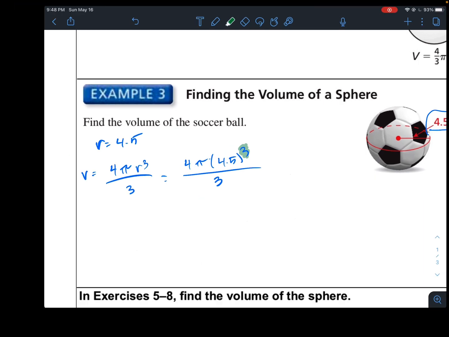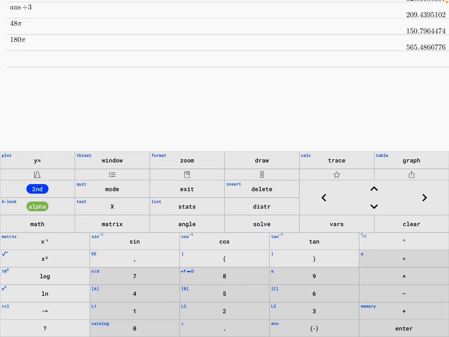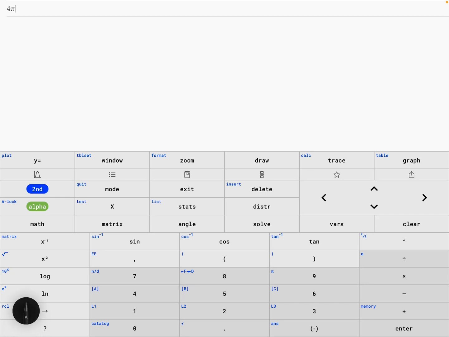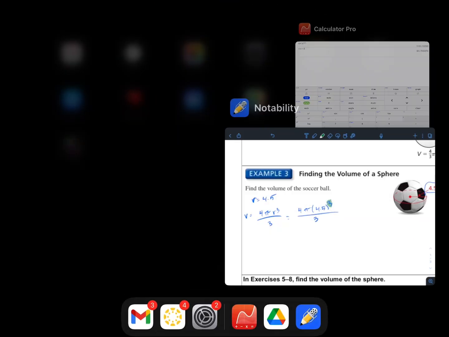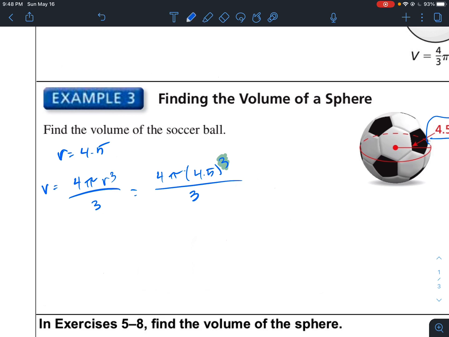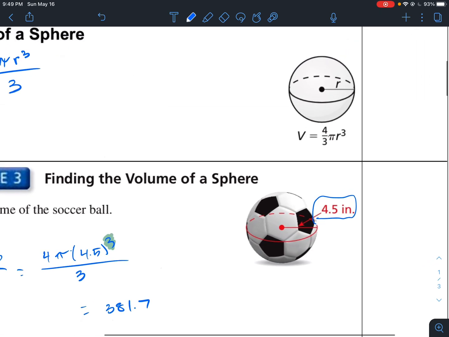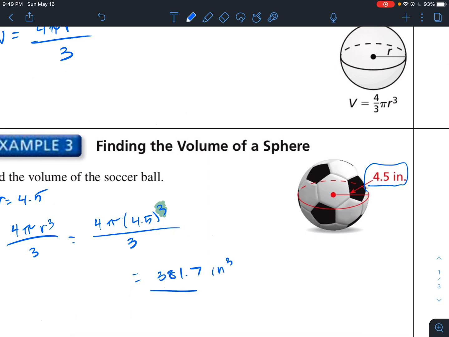Okay, so let's go ahead and do that. So 4 pi times 4.5 raised to the third power, and then I divide that by 3, and I get 381.7. So equal to 381.7. And the units here, since we're in inches, the volume is inches cubed. Okay, so that's the volume of this soccer ball right there.